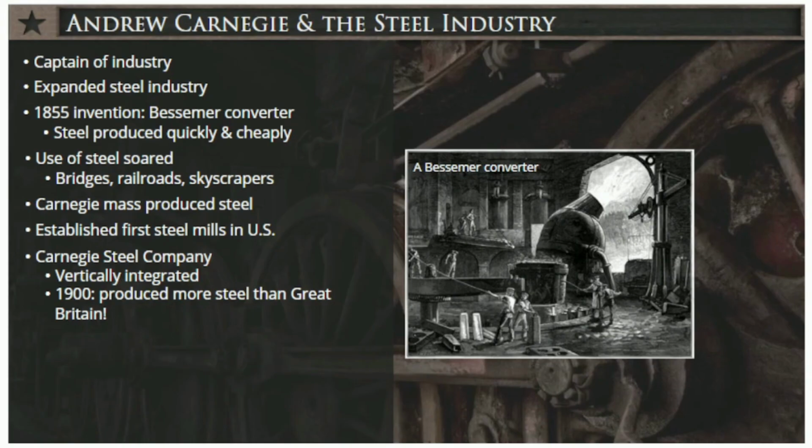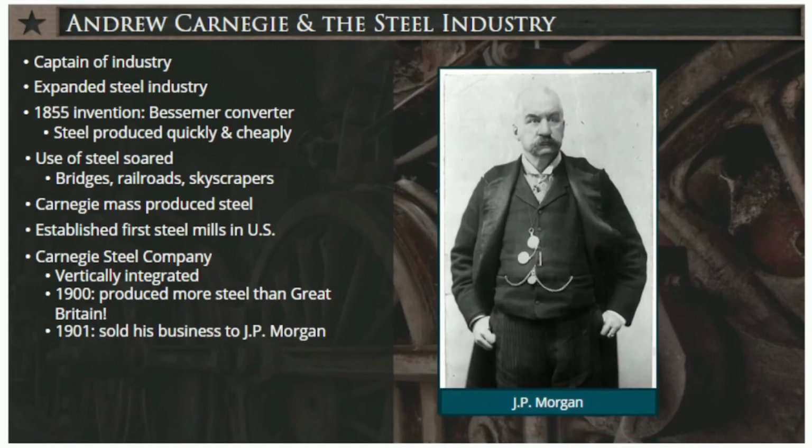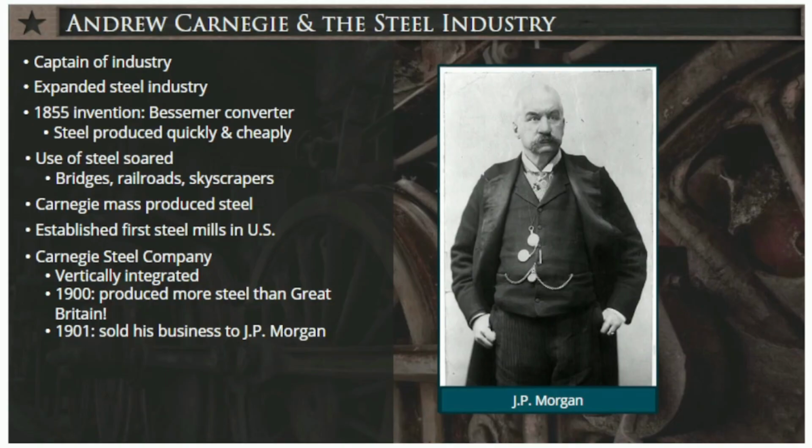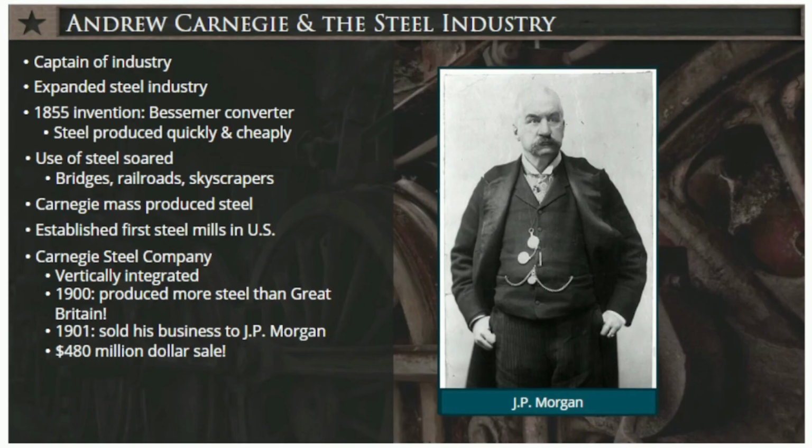In 1901, Carnegie was ready to retire and he sold his steel business to J.P. Morgan for $480 million. Upon finalizing the deal, J.P. Morgan told Carnegie, "Congratulations, Mr. Carnegie, you are now the richest man in the world."